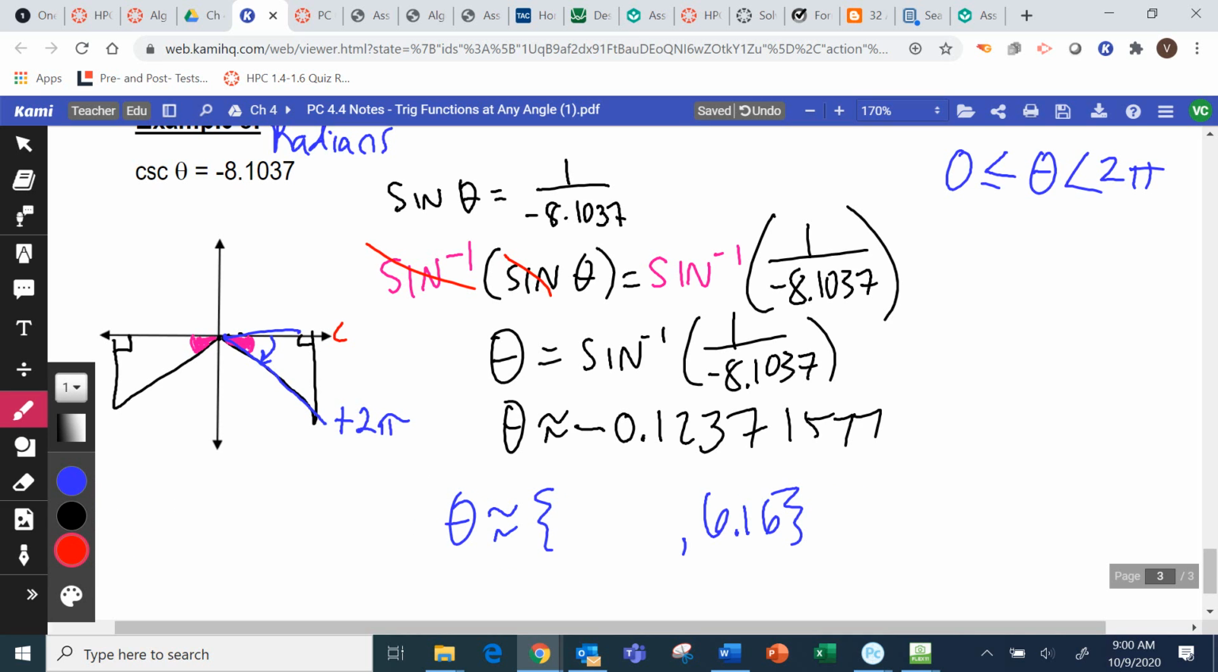Now, I do want to double check and make sure that my answers are making sense. So this would be 0 or 6.28. This would be 3.14. Up here would be half of that, 1.57. This one at the bottom, if you add 3.14 and 1.57, you get 4.71. So does 6.16 seem appropriate for the quadrant it is listed in? Okay. How do we find the first answer?